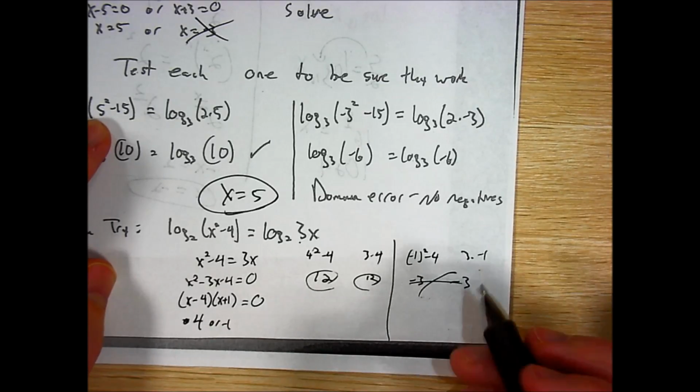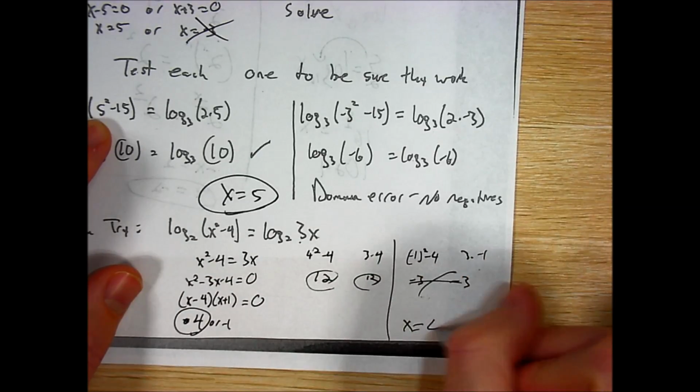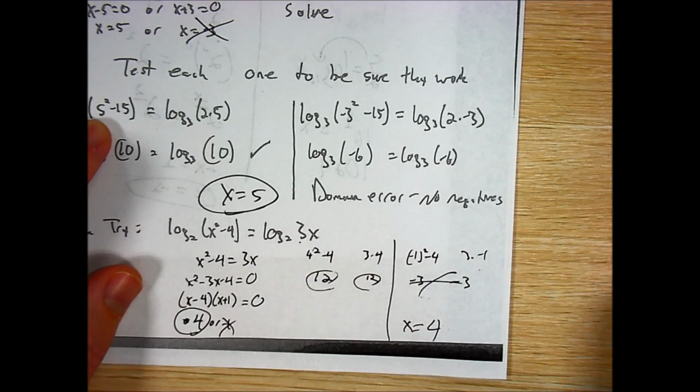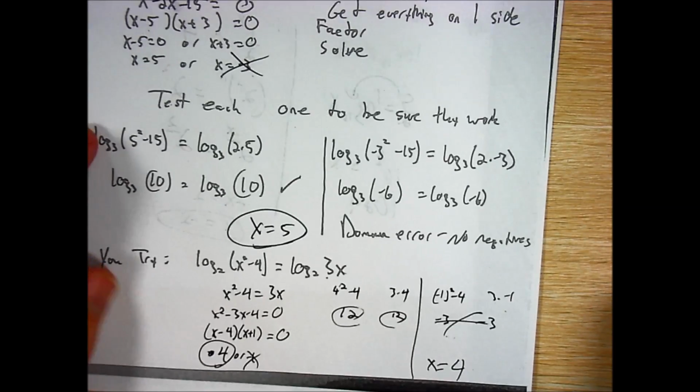So we're going to cross those out, and we only want x equals 4, not -1. Okay? A lot of testing out.